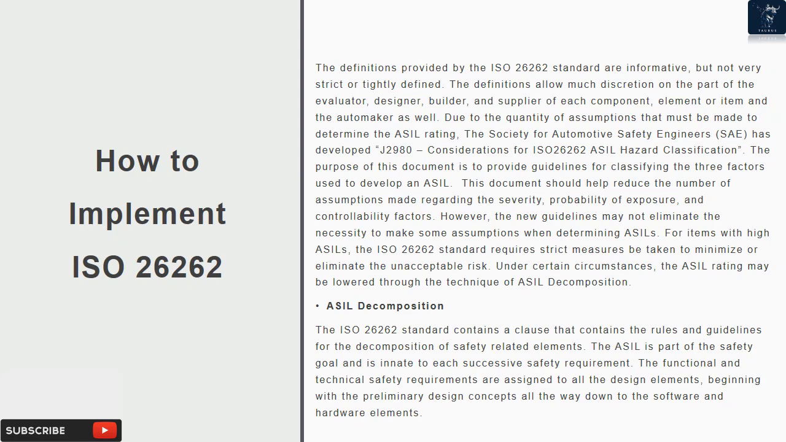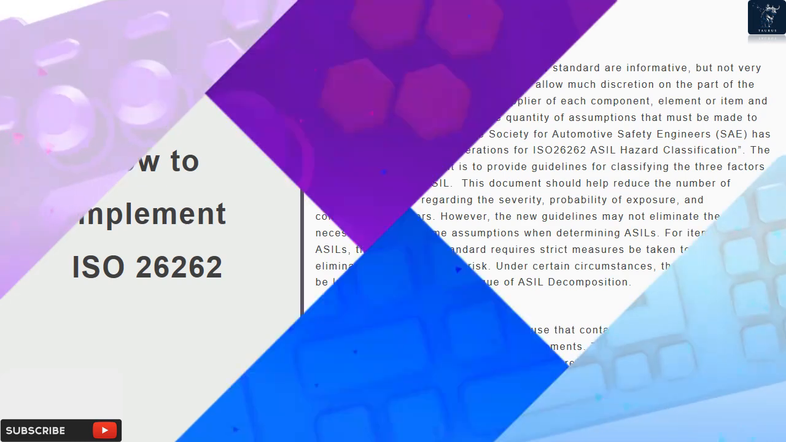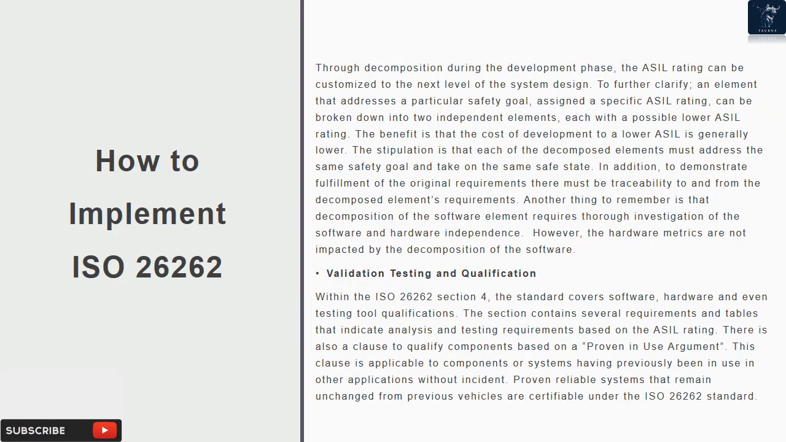ASIL decomposition. The ISO 26262 standard contains a clause that contains the rules and guidelines for the decomposition of safety-related elements. The ASIL is part of the safety goal and is innate to each successive safety requirement. The functional and technical safety requirements are assigned to all the design elements, beginning with the preliminary design concepts all the way down to the software and hardware elements. Through decomposition during the development phase, the ASIL rating can be customized to the next level of the system design.